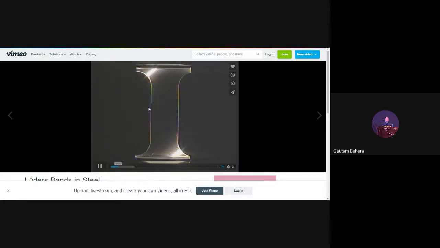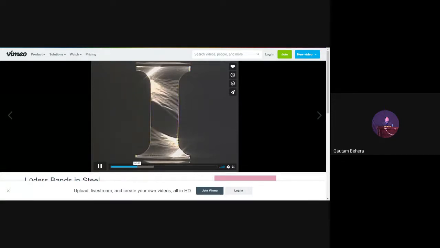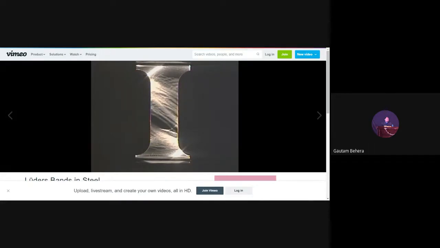You can see Lüders bands have formed here and here. Now you'll see it will propagate slowly, and some other Lüders bands may form in between them. See, these are the Lüders bands forming, and they are propagating throughout the material. Basically, this is a stage where heterogeneous deformation is happening. Once this Lüders band covers the whole material, finally, the material will yield uniformly. These Lüders bands are also called slip bands or stretcher strain marks.